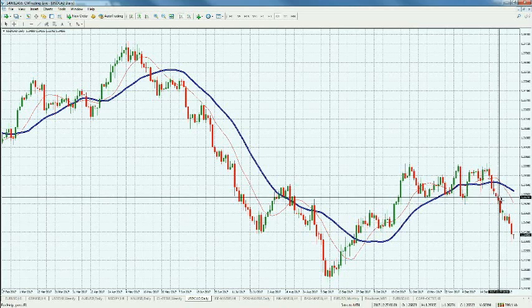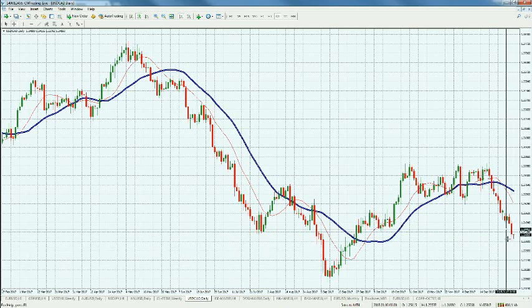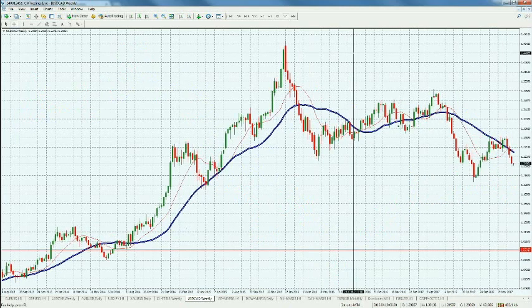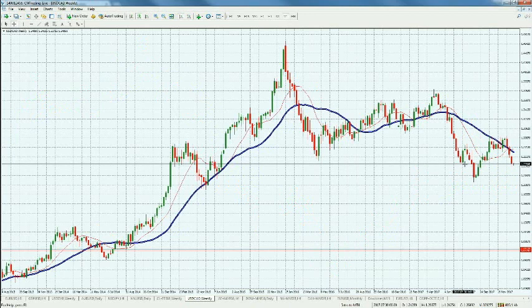We broke this 126-ish level, we corrected ourselves to 124. The question is, are we going to continue this strength versus the dollar going to 120? Looking at a weekly chart, we still have room to do that, but we're flirting with this previous support at the 124-ish level.